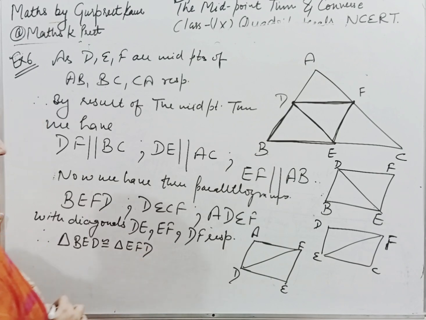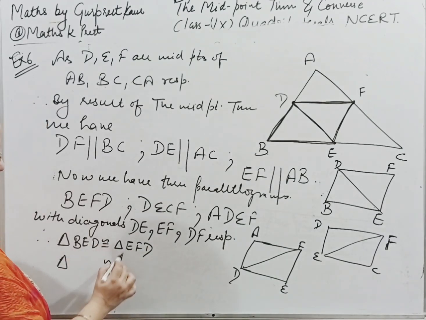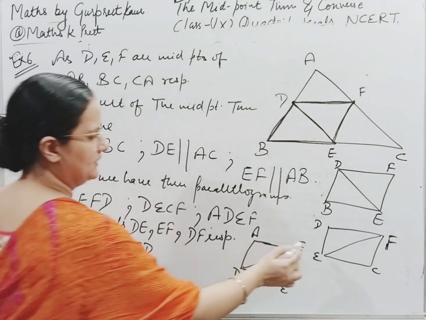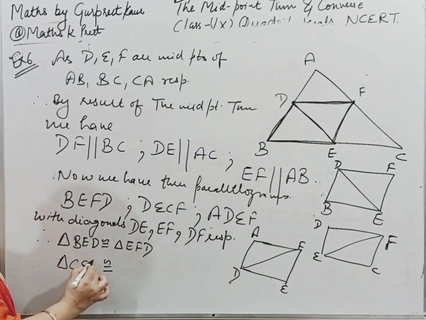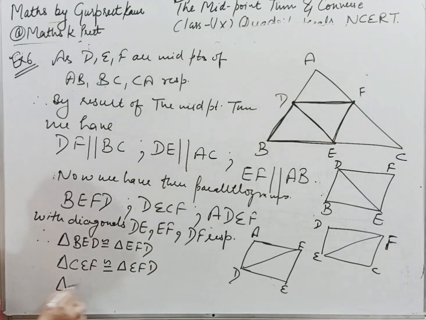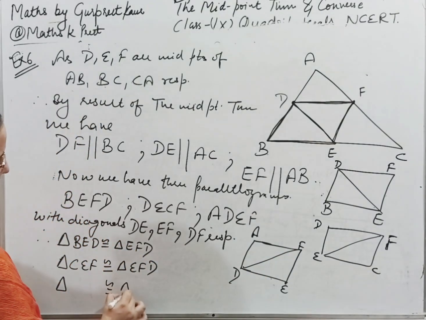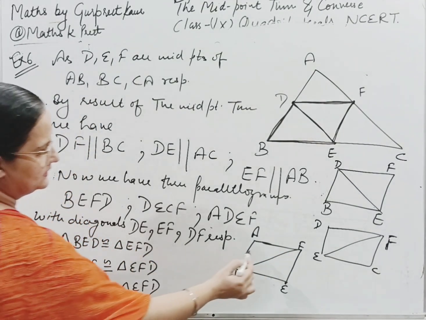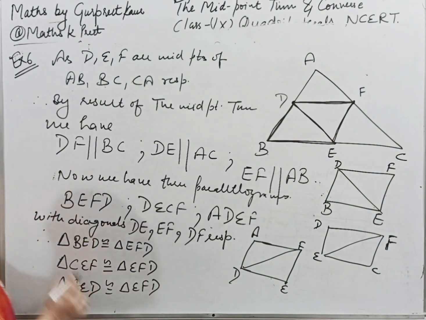EFD. So also triangle in the next figure. In every figure we are having EFD triangle. So the first is CEF. CEF is congruent to EFD. In the third figure, again, EFD we are having. So we can write it here. And what is the other one? AED. So we are writing this through the result.